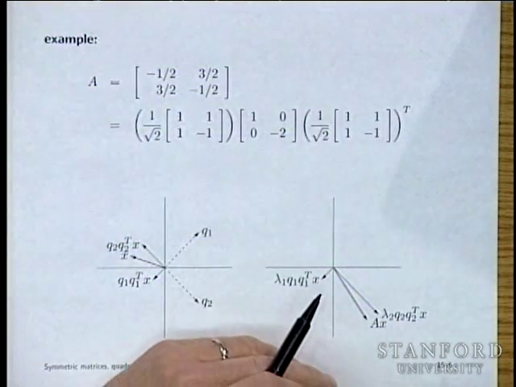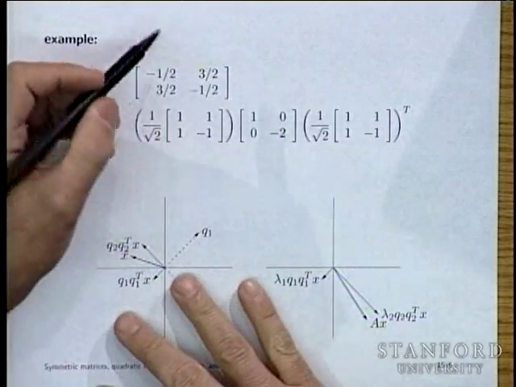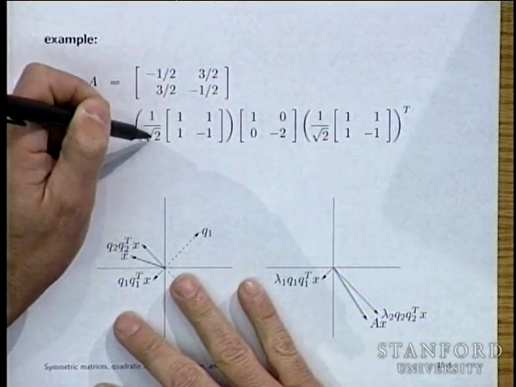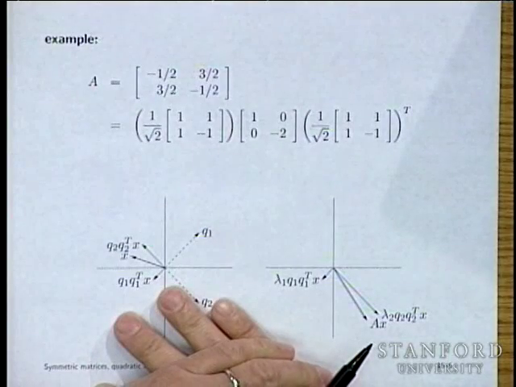For this matrix, I chose the eigenvectors (1, 1) divided by square root 2 and (1, minus 1) divided by square root 2, which are orthonormal.